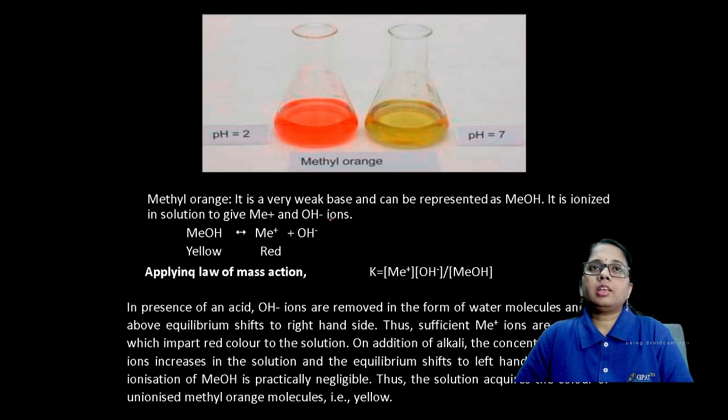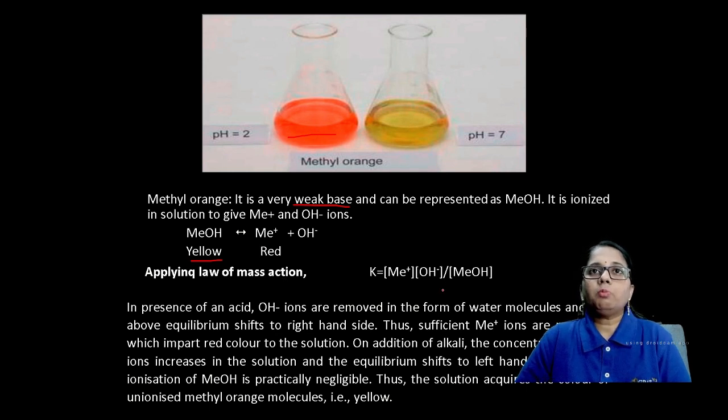Now let us see methyl orange. If you see the methyl orange, it is red at pH 2 in the acidic medium, and at pH 7 it is somewhat yellow in color. So methyl orange is a very weak base and can be represented as MeOH. Let us assume that. It is ionized in the solution to give Me+ plus OH- ions. In weak base it is yellow in color, and in the acidic range it is going to be red in color.